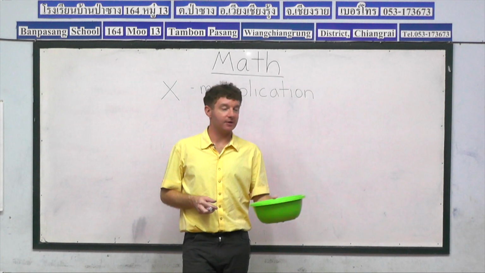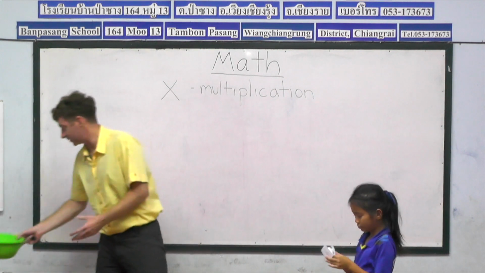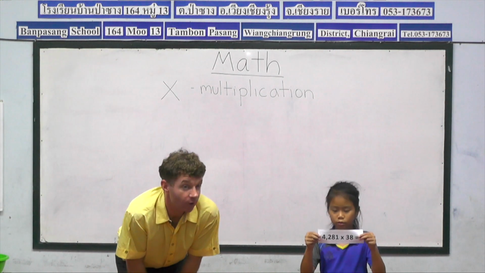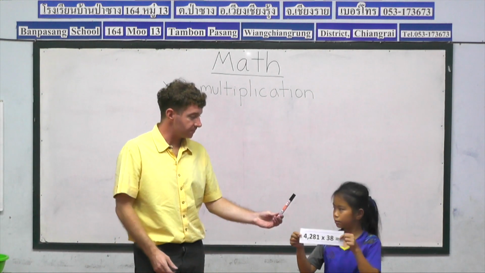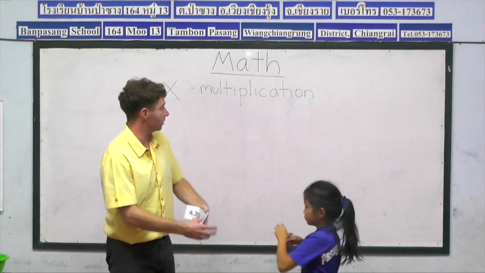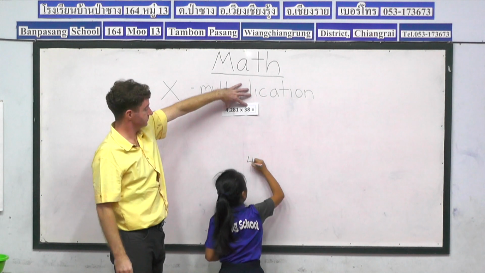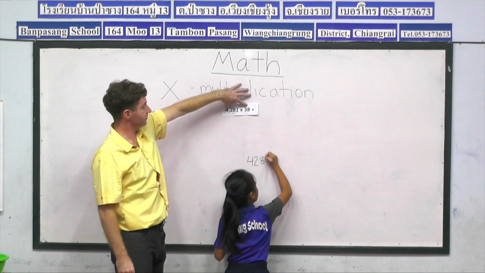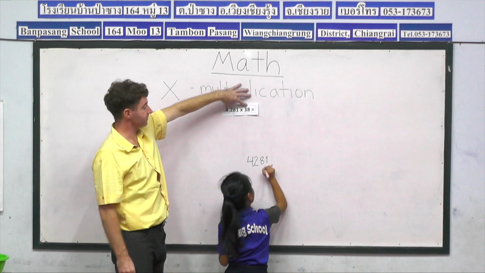So Prau gets first pick at the multiplication problems. And show it to your friends, please. 4,281 times 38. Okay, so now Prau, first of all, let's write our problem on the board. 4,281 times 38.